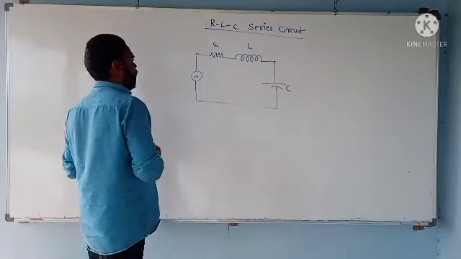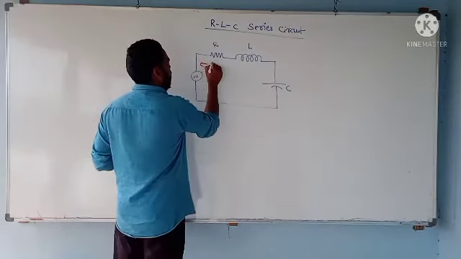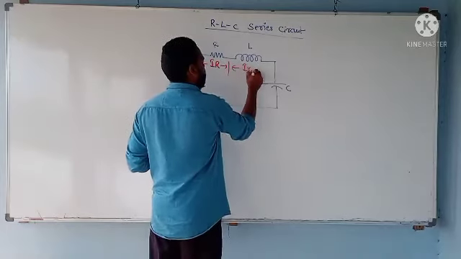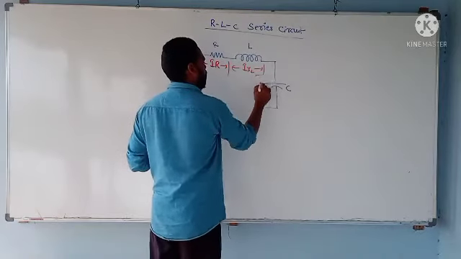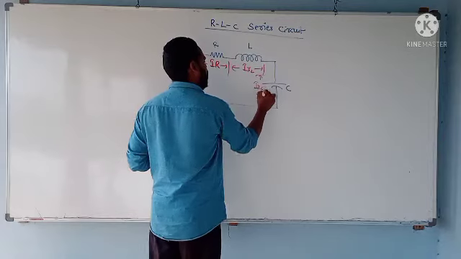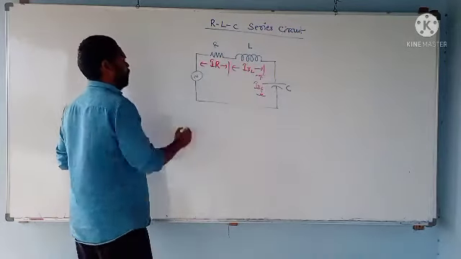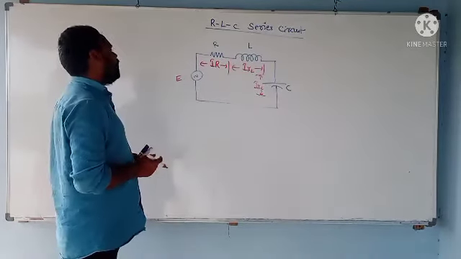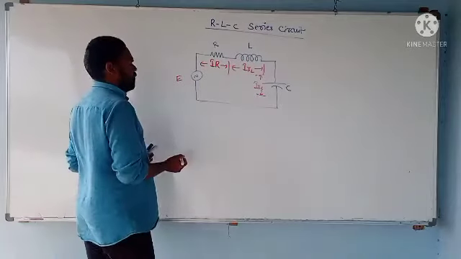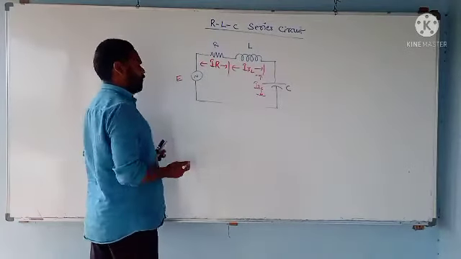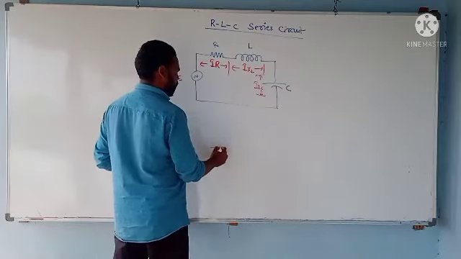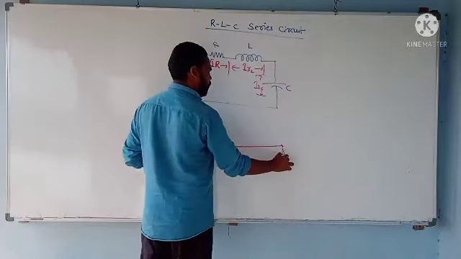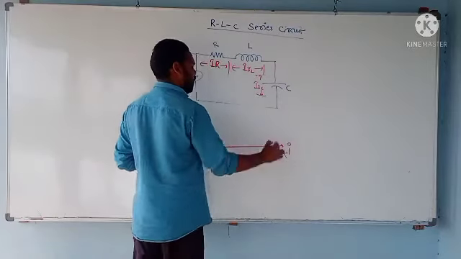Now, IR is the drop across the resistor, IXL is the drop across the inductor, and IXC is the drop across the capacitor, and this is the E that I am using now. Similar to the previous case, let us analyze this circuit by using a phasor diagram or phasor representation. A reference vector I am trying to take, that is OA, and I is the reference vector.